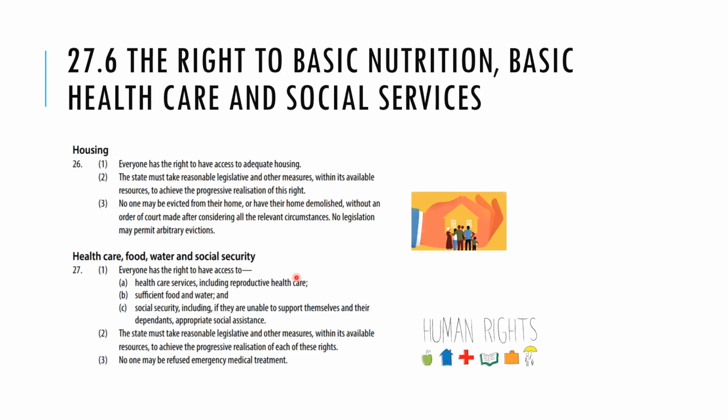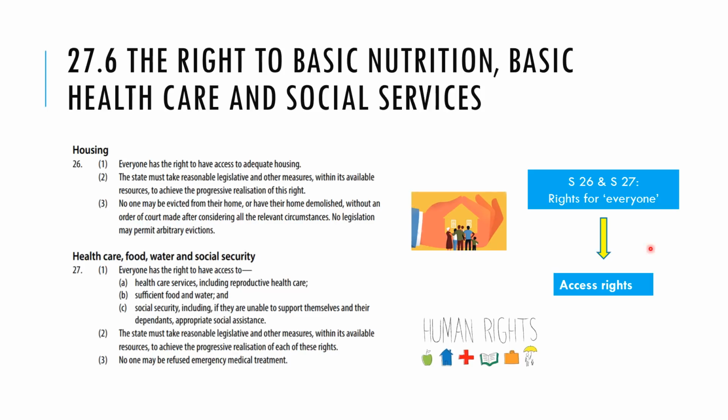This brings us to Section 27(6), which is the right to basic nutrition, basic healthcare, and social services. Now, in the South African Constitution, in Section 26, we get the right to housing, and in Section 27, we have the right to healthcare, food, water, and social security. But these are the rights for everyone, so it doesn't make any specific reference to children. These are rights that all citizens of South Africa have.